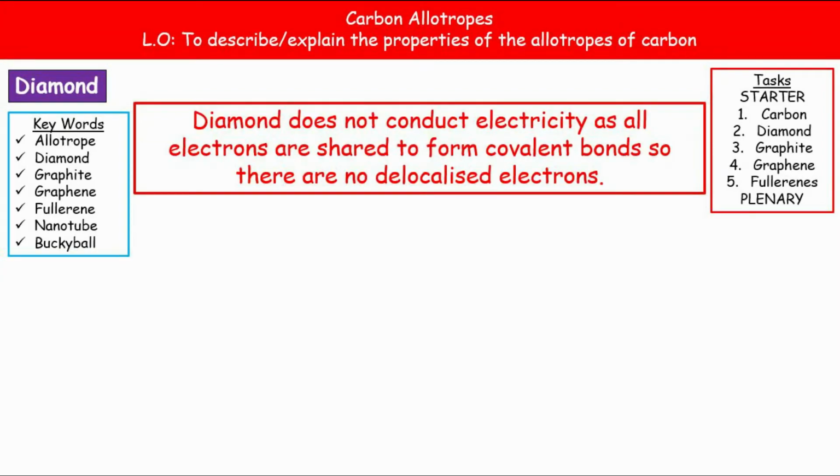The answer is no, diamond does not conduct electricity, because remember, carbon has 4 electrons in the outer shell. It can make 4 covalent bonds. And in diamond, each carbon is joined onto 4 other carbons. So that tells us all of the electrons are being shared to form covalent bonds, which means we have no delocalized electrons. If there are no delocalized electrons, then current will not be able to flow through the structure.